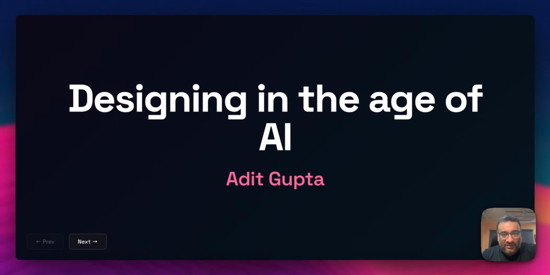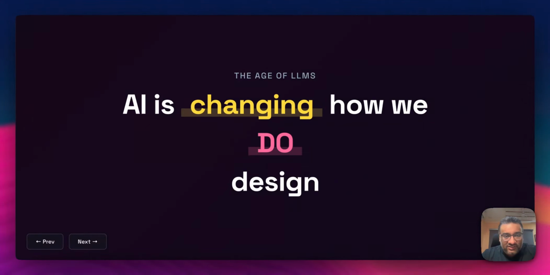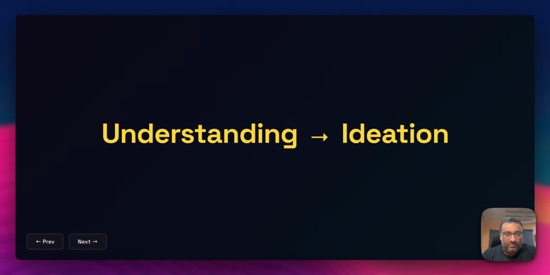So, what you see on the screen is a deck on designing in the age of AI. And as we discussed, AI is changing how we do design. So, when it comes to doing design, I want to talk about two phases here: understanding, and going from understanding to ideation. Now, I know that there is this whole IDEO design process and double diamond and whatnot, but as a designer and as a design practitioner, it all boils down to these two phases.